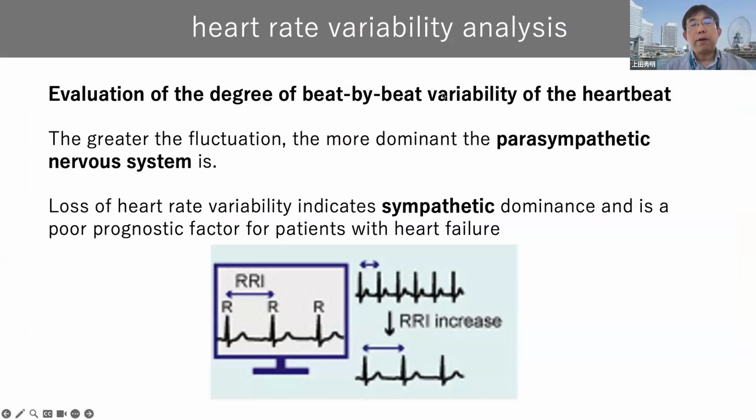So what could heart rate variability analysis mean? The evaluation of the degree of beat-by-beat variability of the heartbeat is very important, because the greater the fluctuations, the more dominant the parasympathetic nervous system is. If we find a loss of heart rate variability, it indicates sympathetic dominance and is a poor prognostic factor for patients with heart failure.